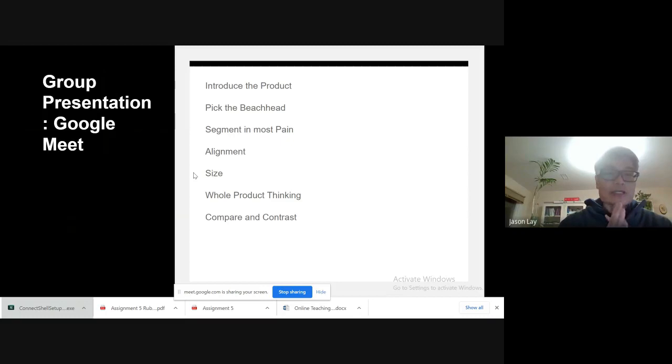I'm also going to be talking about the issue of alignment, size, whole product thinking, and compare and contrast. So that's the agenda. And to wrap it up, you're going to be in your breakout groups working on this and presenting in front of the class.